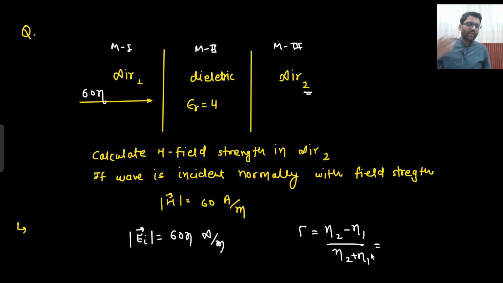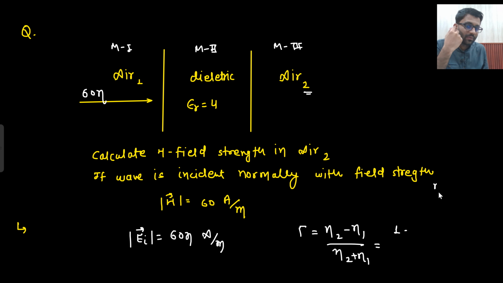Okay, so what can I do? I can take neta 2 as common. So what will I be left with? 1 minus neta 1 by neta 2. Now what do you think neta 1 by neta 2 will be? That would be equal to under root epsilon r2 divided by epsilon r1. So under root 4, divided by 1 plus under root 4. So that would be 1 minus 2 divided by 1 plus 2, which is minus 1 by 3.